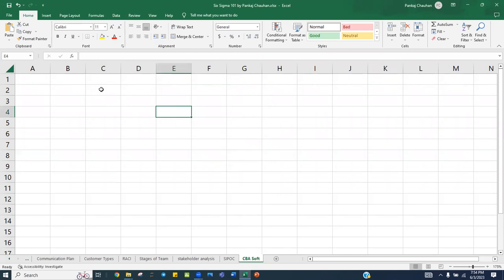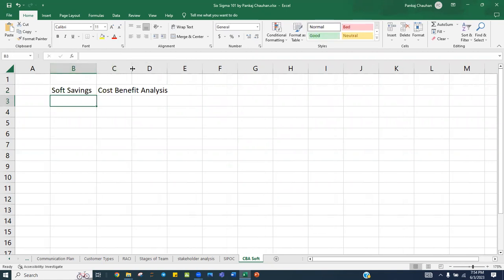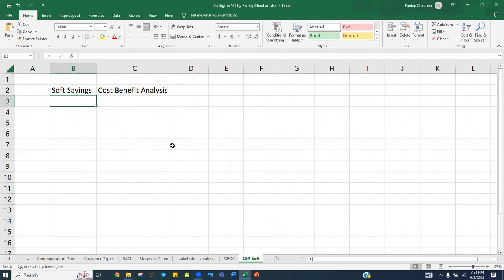In this session, I will be explaining to you about the cost benefit analysis, how to do the cost benefit analysis. Today's session, I will be explaining you about the soft saving. In the next session, I will explain you about how to do the hard saving calculation, which is also called a capital budgeting technique.